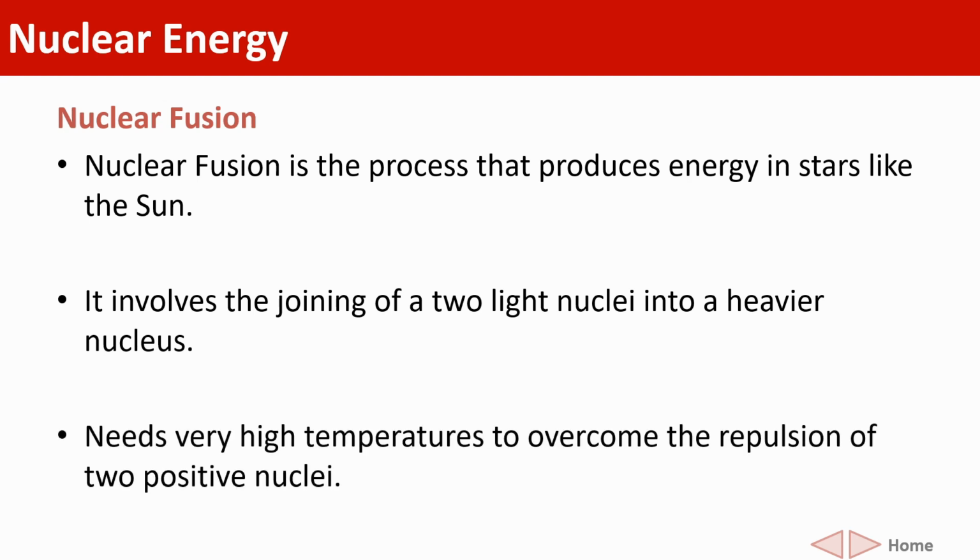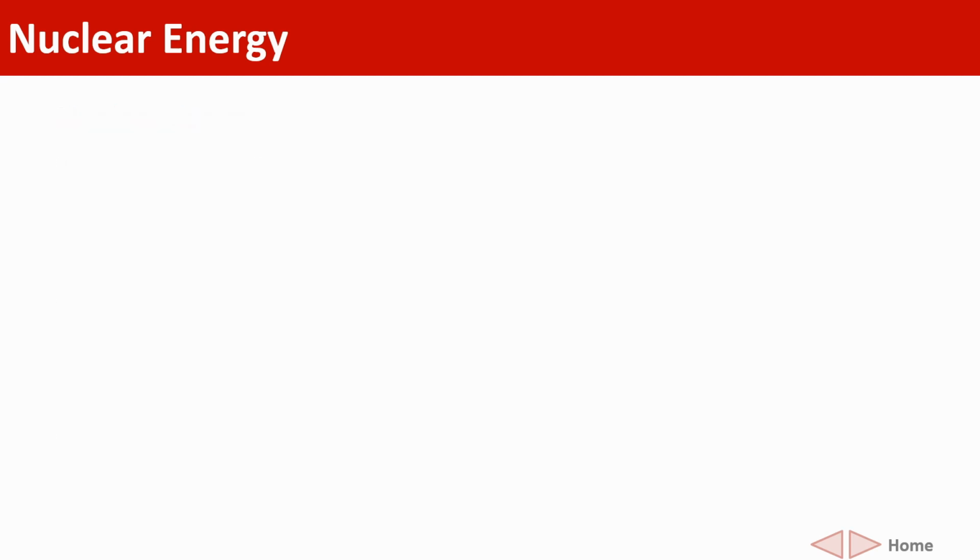The problem with this is normally nuclei are positive and will repel each other very strongly. The closer they get together, the stronger that force of repulsion. To get this to work, we need incredibly high temperatures to move the nuclei fast enough so that they can collide. These temperatures are in the order of hundreds of millions of degrees Celsius. On Earth, all the nuclear fusion reactions that take place are in experimental fusion reactors.